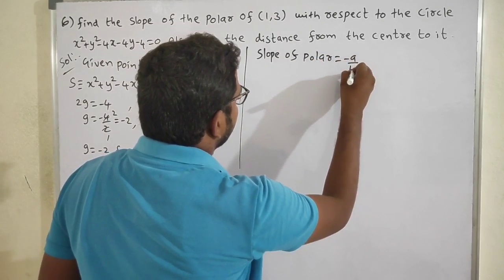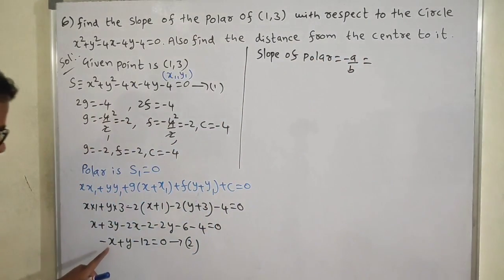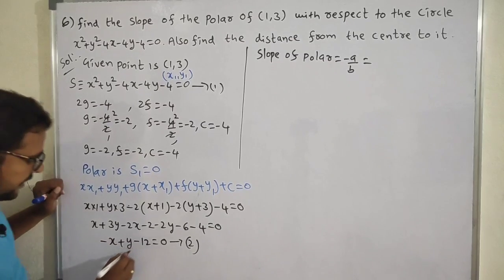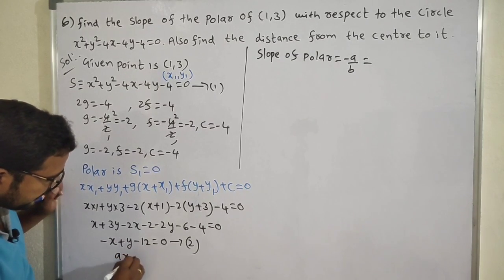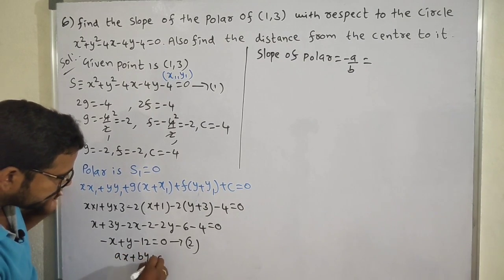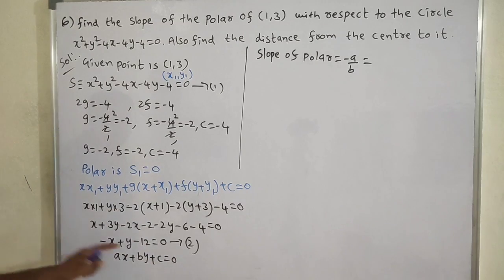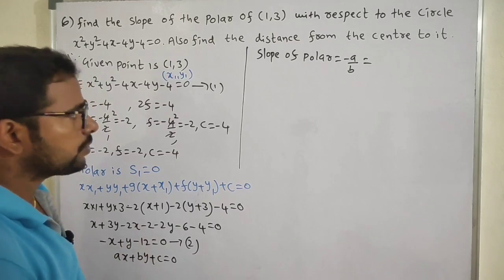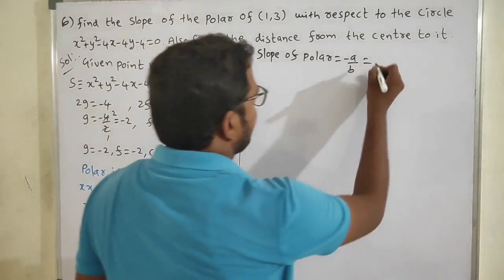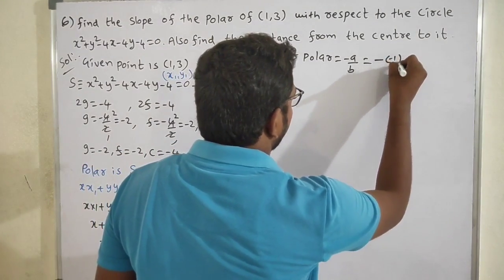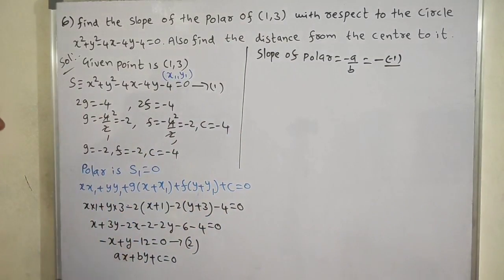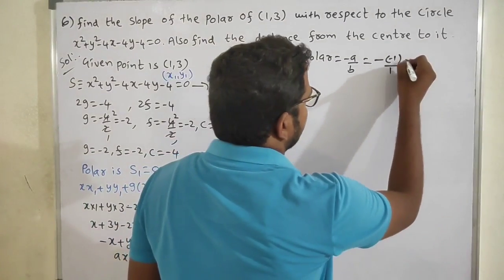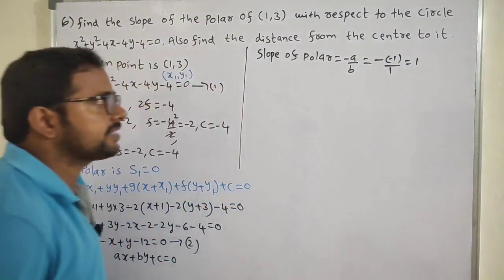Minus a by b. What is a? A is the x coefficient. Compare this equation with the standard form ax plus by plus c equals 0. So a equals minus 1, b equals 1 and c equals minus 12. So minus a by b, minus a value minus 1 by b, b equals 1, minus into minus is plus, plus 1. Slope of polar is equal to 1.